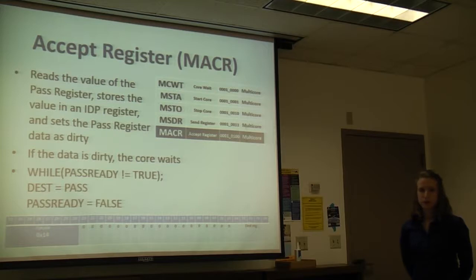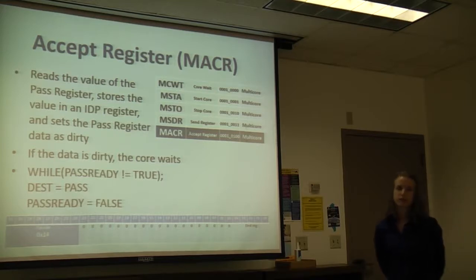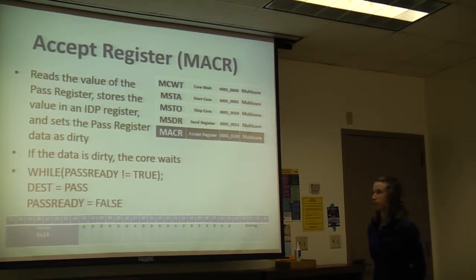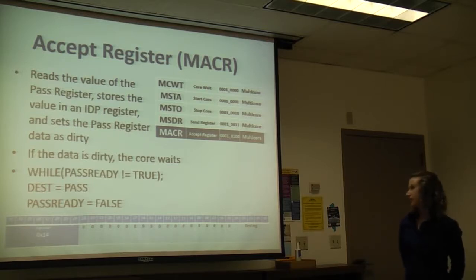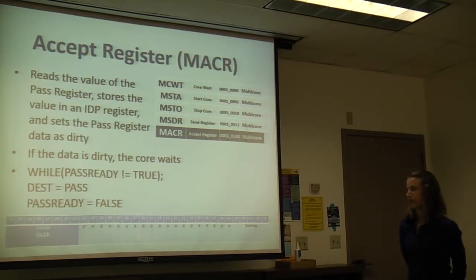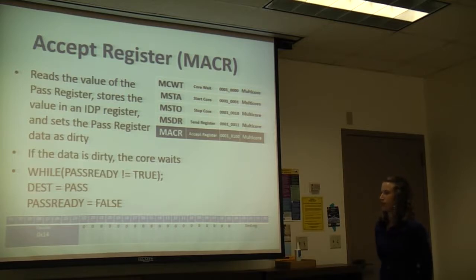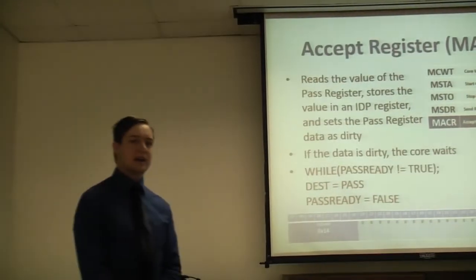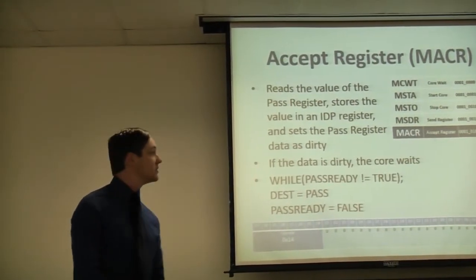Also, the core that writes the pass register can also read it, so you can use it as an additional register. If the data is dirty, the core waits until the other core writes the data, and then it will read it and continue. Once it's read, it's no longer ready to be read. This prevents the core from reading invalid data or data that has not been written yet.